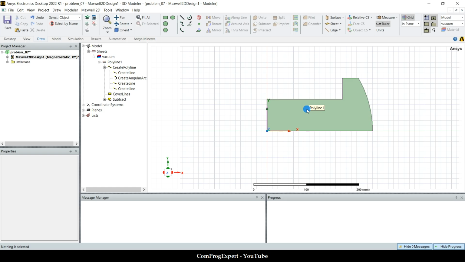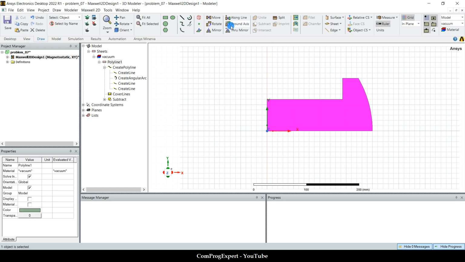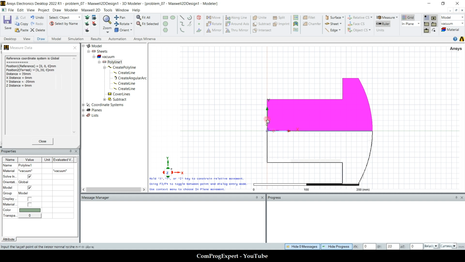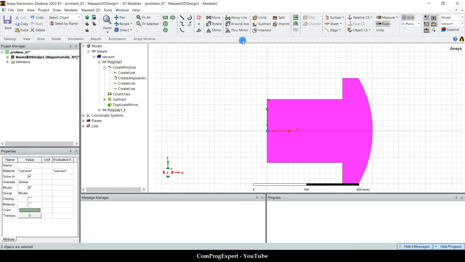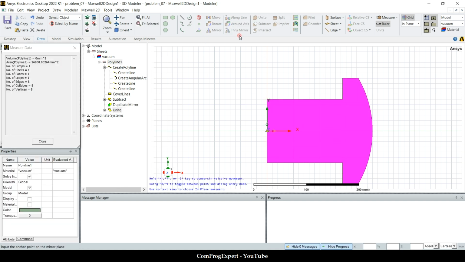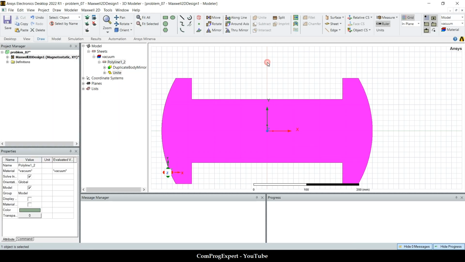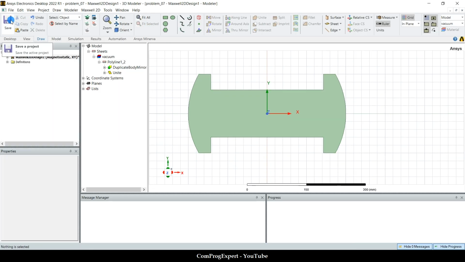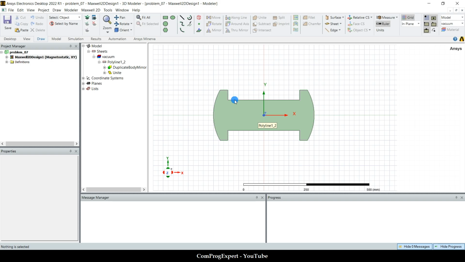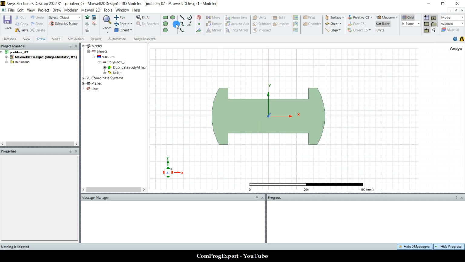And now we can select this object, duplicate mirror, these two unite, duplicate mirror, these two unite. Okay, so we constructed the rotor.